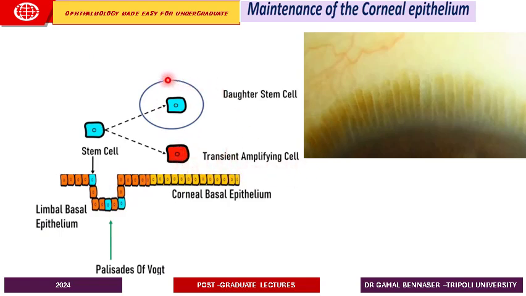Now, that's why the normal population of the stem cells will not be affected, because the stem cell divides into a daughter stem cell with the exact character, and then another cell which is a transient amplifying cell. This is still not a differentiated cell, but it is capable of proliferation and amplification.